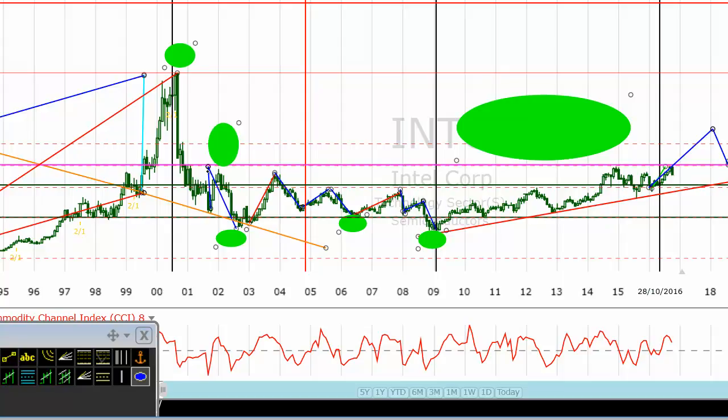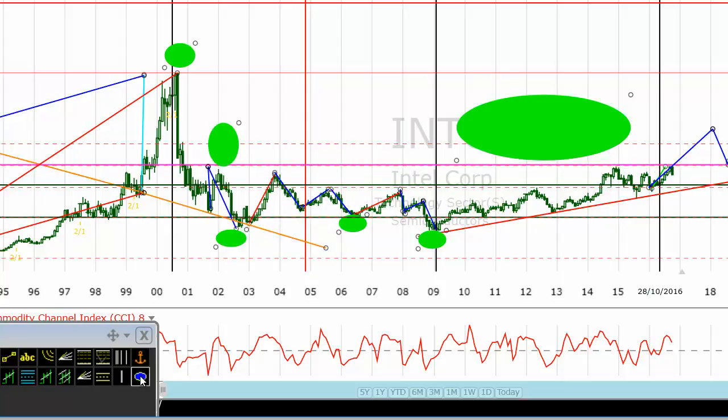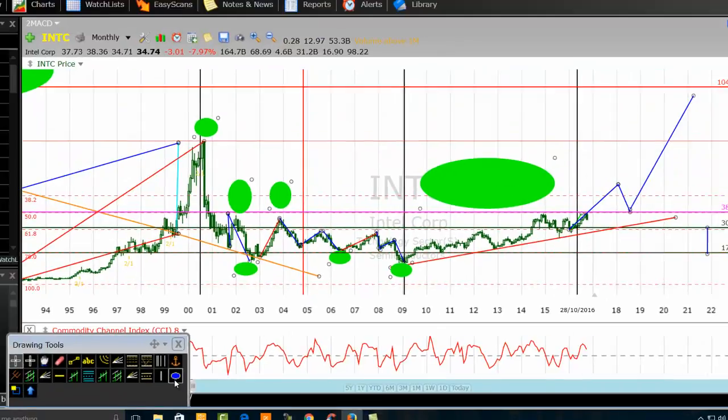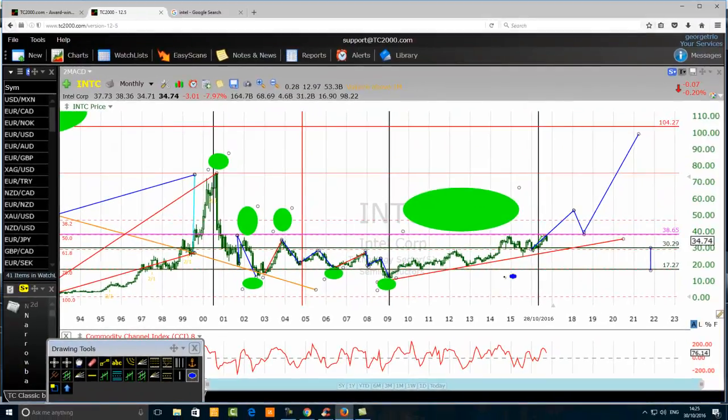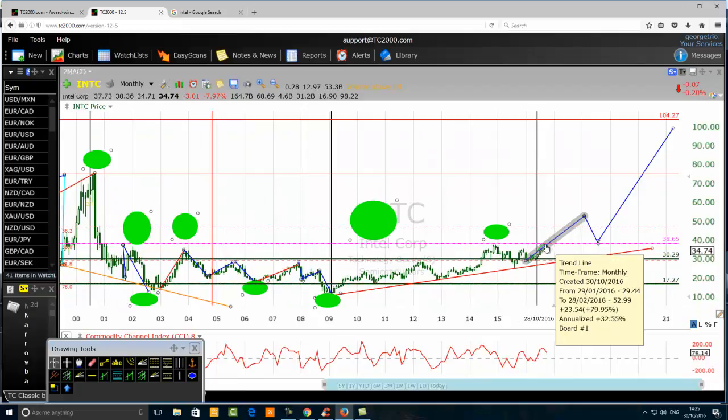It came quite close in 2002 to retest that 38.65. It came again quite close in 2003 to that level, 38.65. Here we are recently again, which year, 2014. We are again in the same zone, 38.65. And this month again, 38.65.